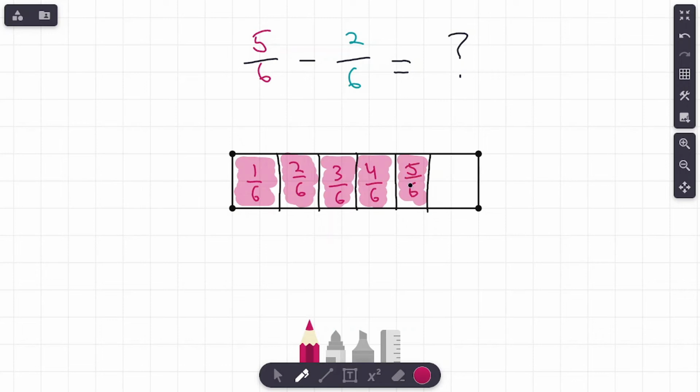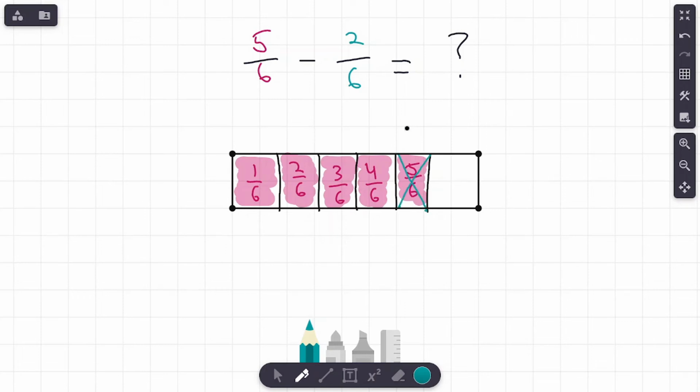Some of you may not have to label it. I do. It helps me to be able to see it. So there's 5/6. How much are we subtracting from 5/6? Well, the subtraction sign here says we are going to take away 2/6. We have 5/6 of a whole. We're going to take away 2/6, and we're going to see how much we have left. So let's take away 2/6.